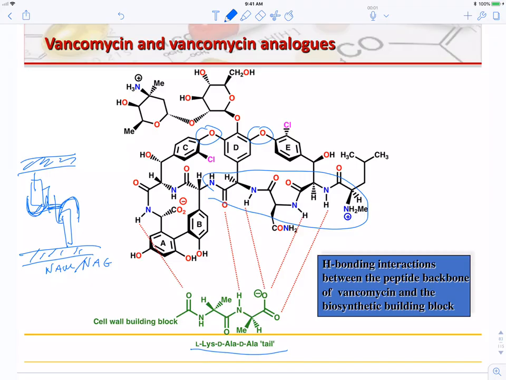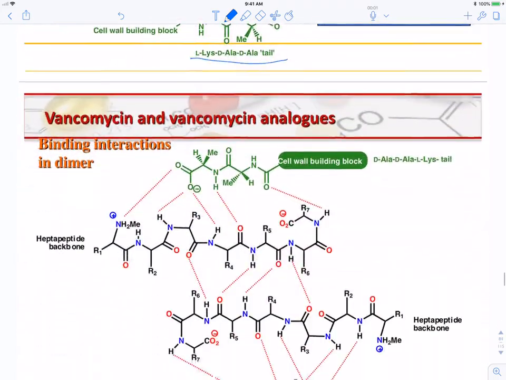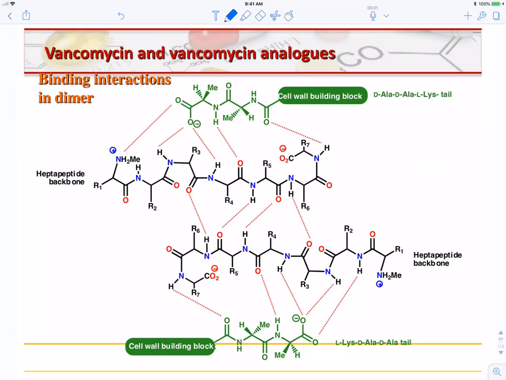So this is very important because the recognition of the specific peptide is super important in the high affinity of the vancomycin dimer. So this is another view of what I just sketched, basically highlighting how the dimer forms. And so it's basically on the other side of the peptide backbone in vancomycin, we have the formation of beta sheet, basically. And at the same time, that allows the interaction with the building block for the cell wall.